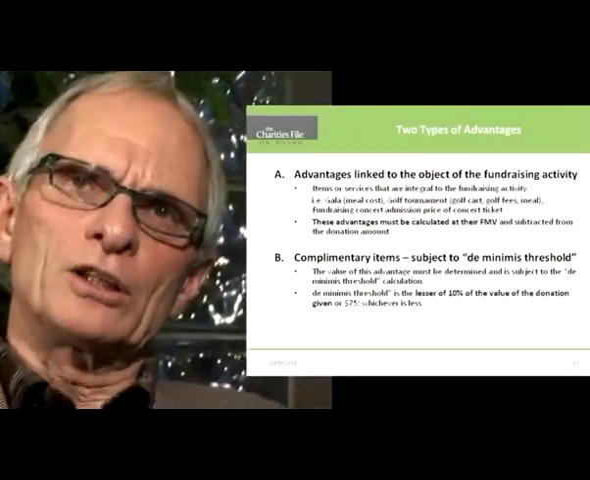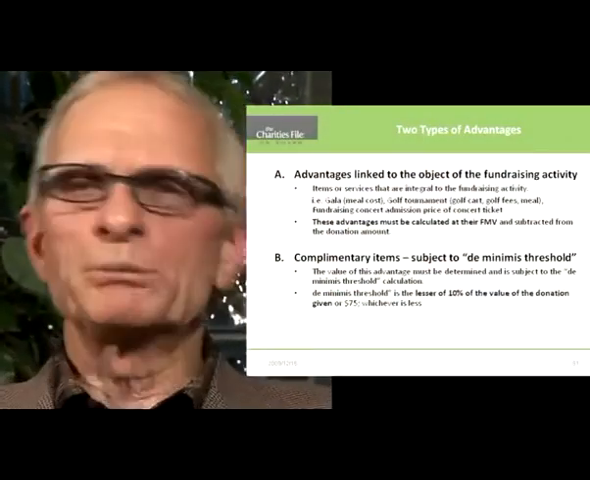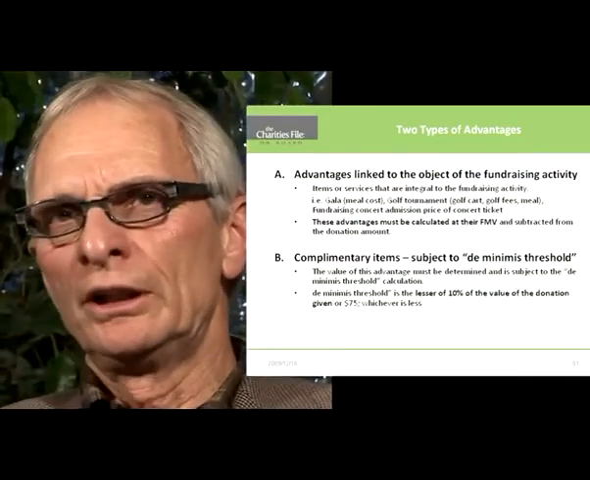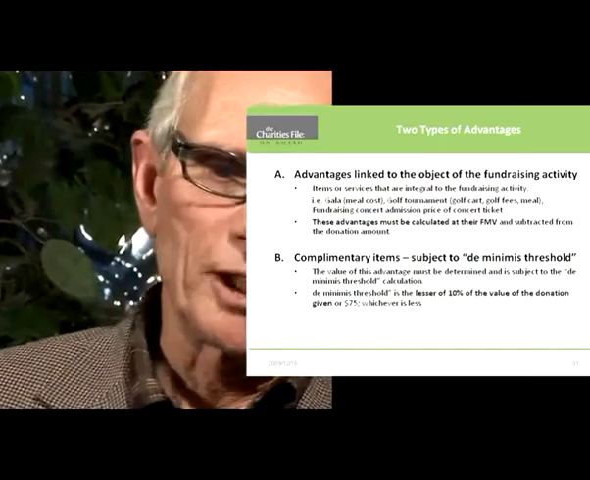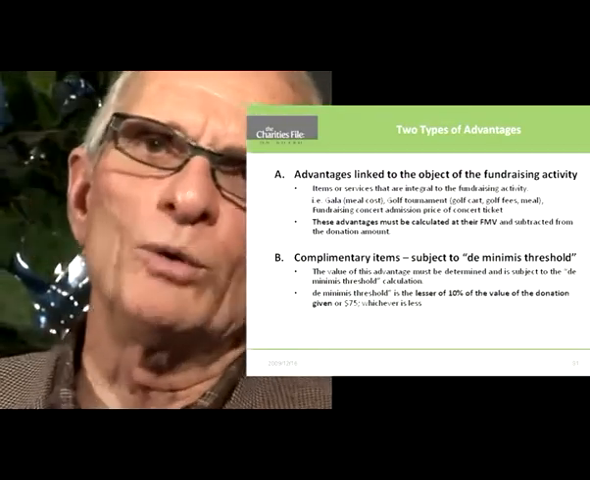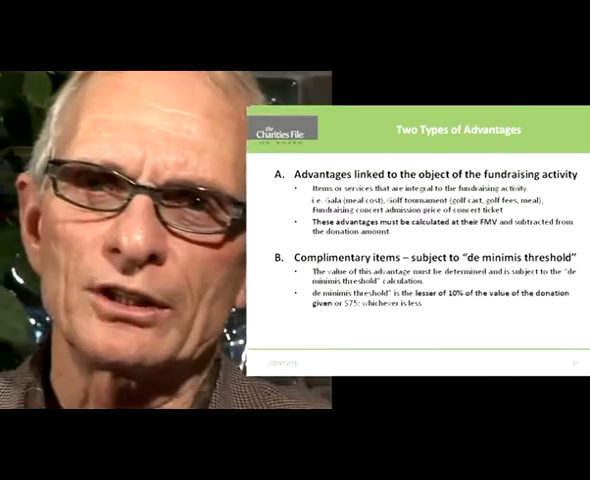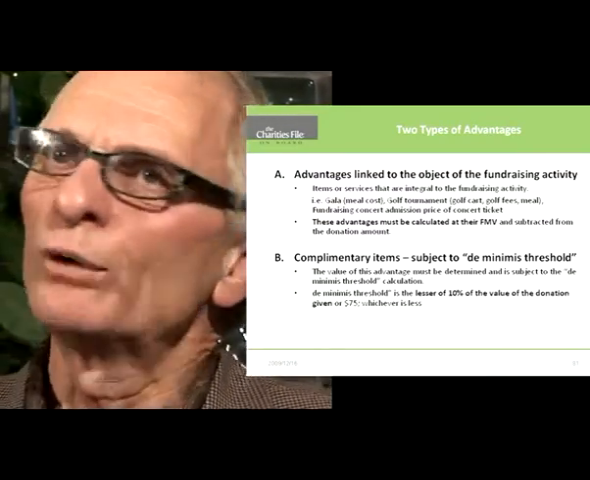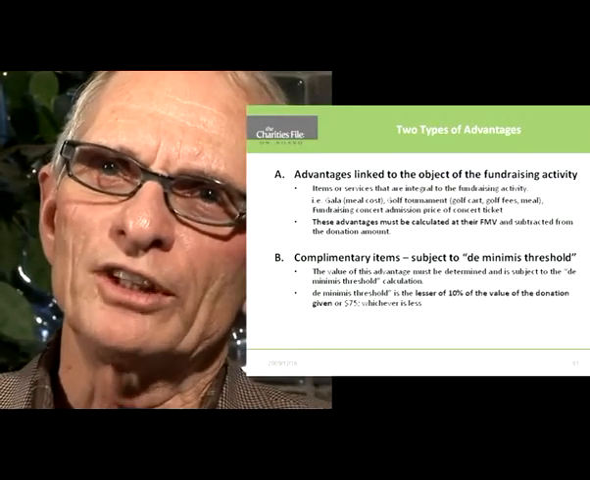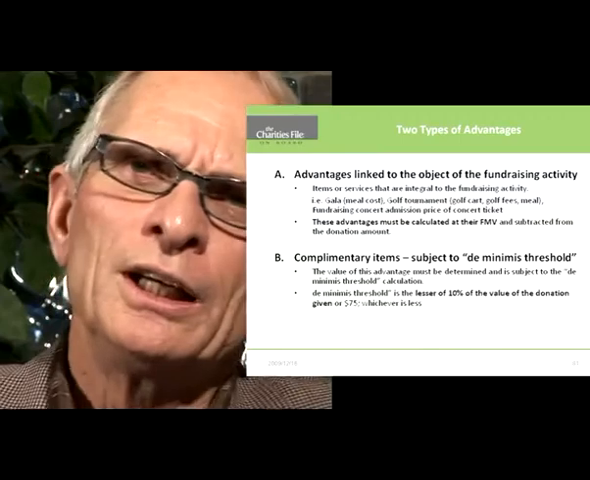But there are other items that are called complementary items. These items are subject to what is called the de minimis threshold. These items aren't critical. So for example, if I go to a golf tournament, then I receive a little giveaway as I come in, or there are prizes that are given to me for winning or things like that. I really don't need to have these items as part of the event. So these are kind of complementary. These items are subject to this de minimis threshold, which basically says I have up to 10% of the cost of the donation, or up to $75, that I can provide to the attendee without counting those items.